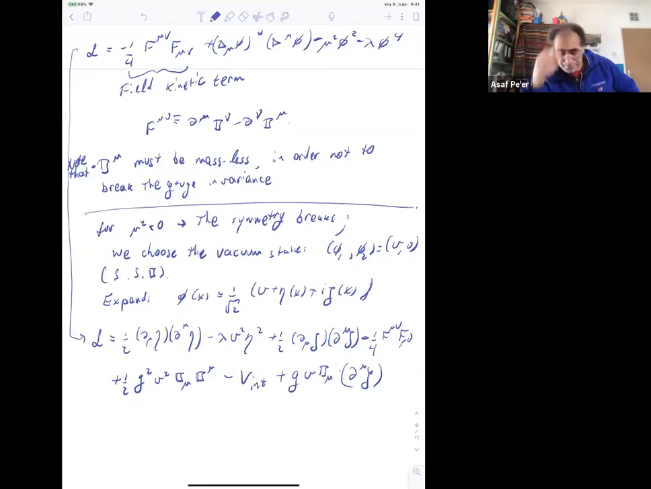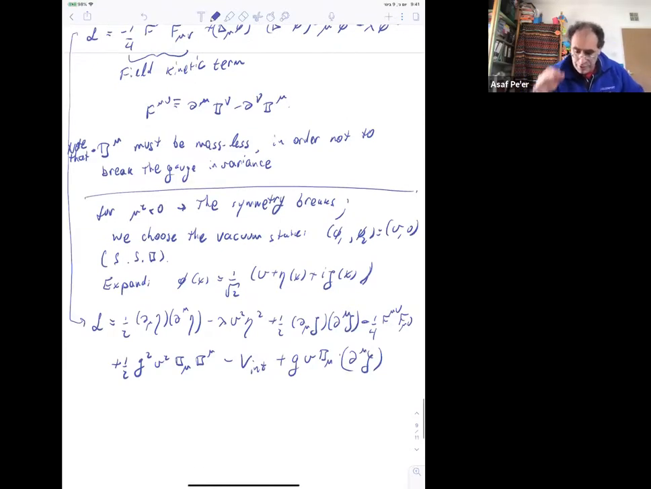So again, this is just algebra, right? Just plug in everything into the Lagrangian and that's what you get. Now, I strongly urge you to do that at home. Don't trust me.